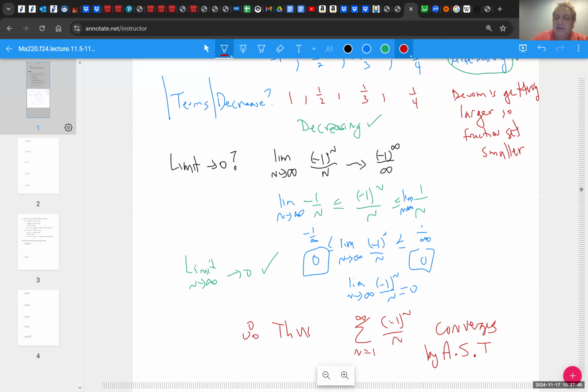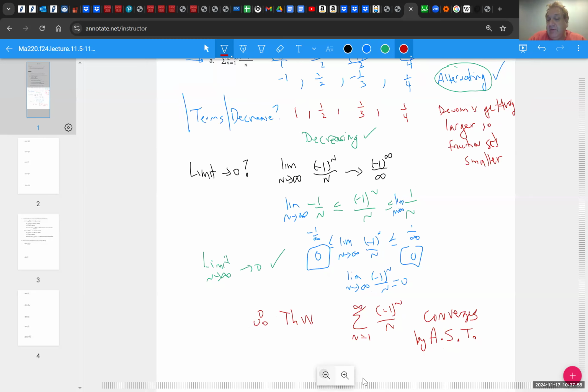I'm just going to abbreviate it AST because I know my handwriting is bad, and that avoids having to write out all those words. So that is the standard idea behind the alternating series test. It alternates, it gets smaller, the limit goes to 0, boom, we know it converges.